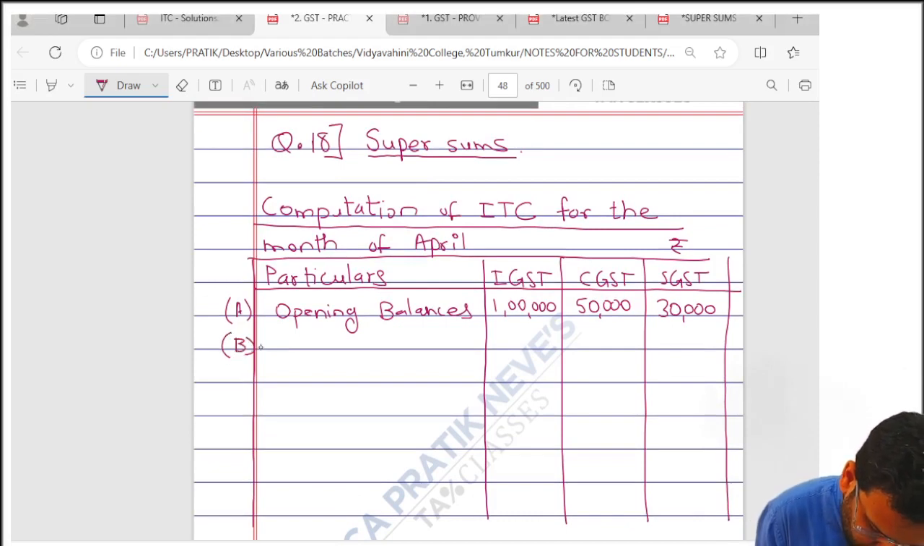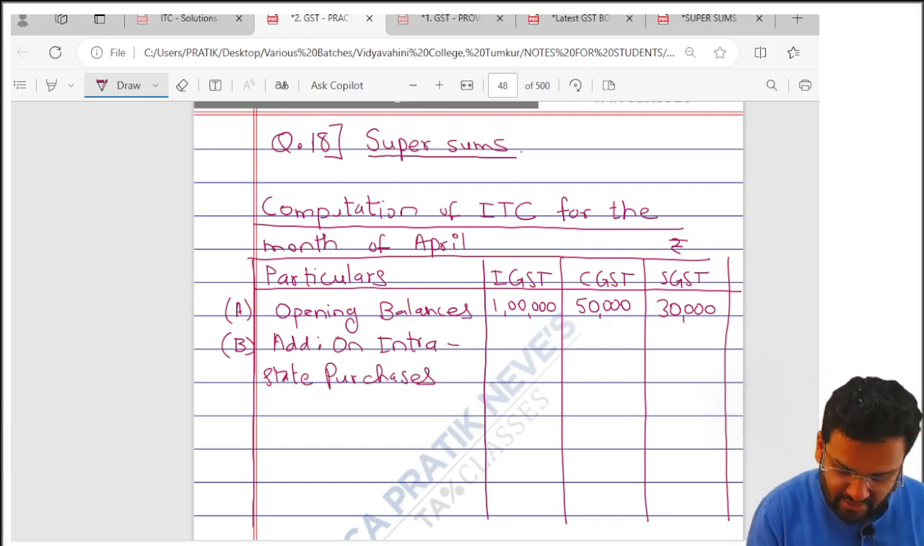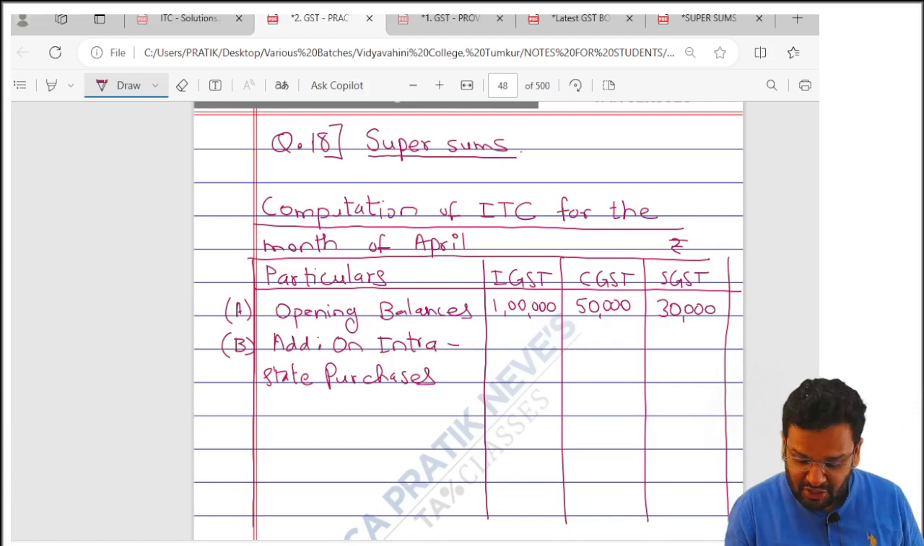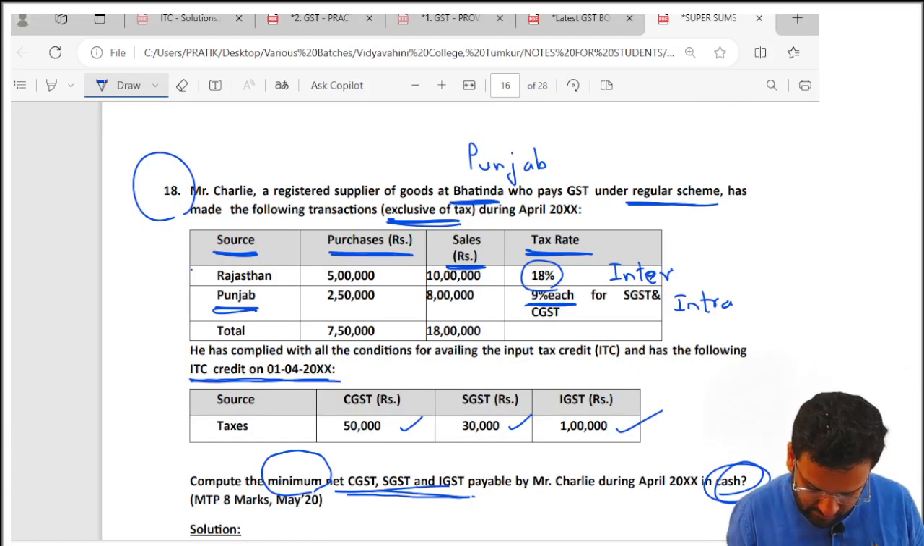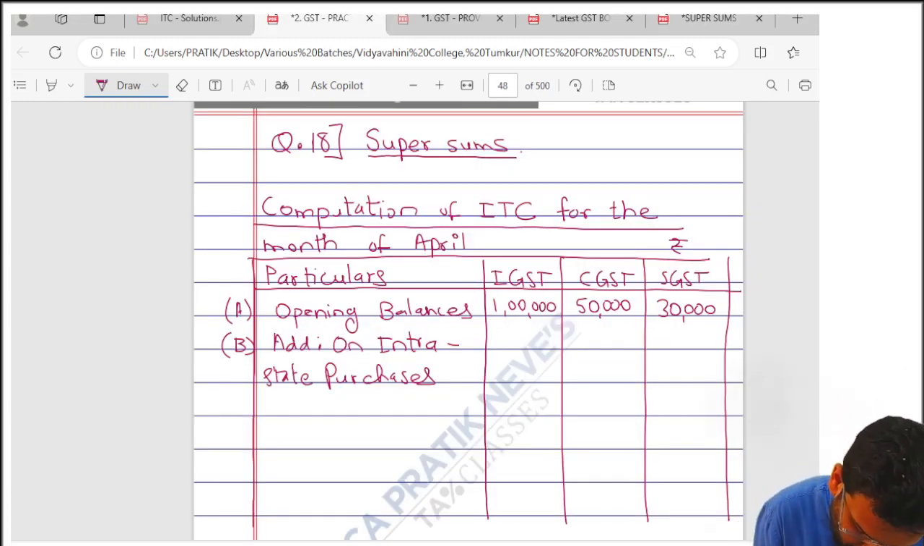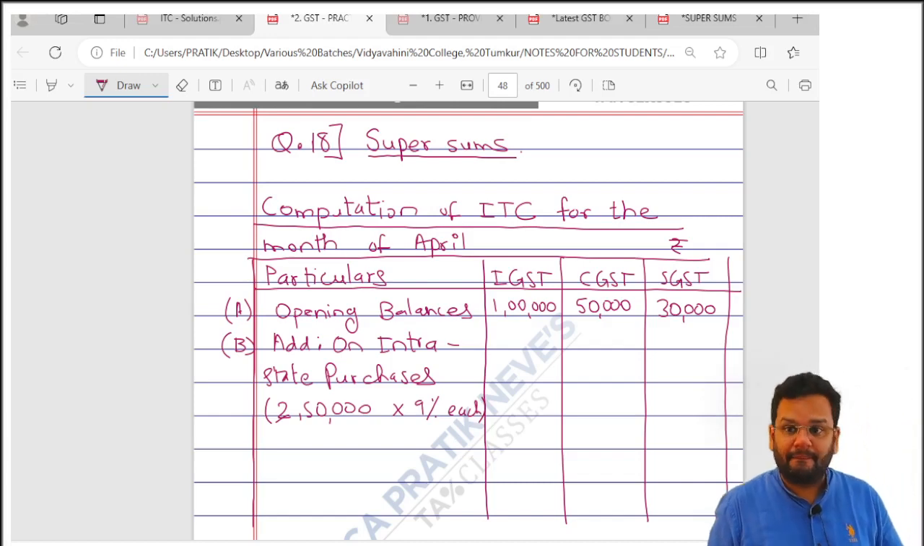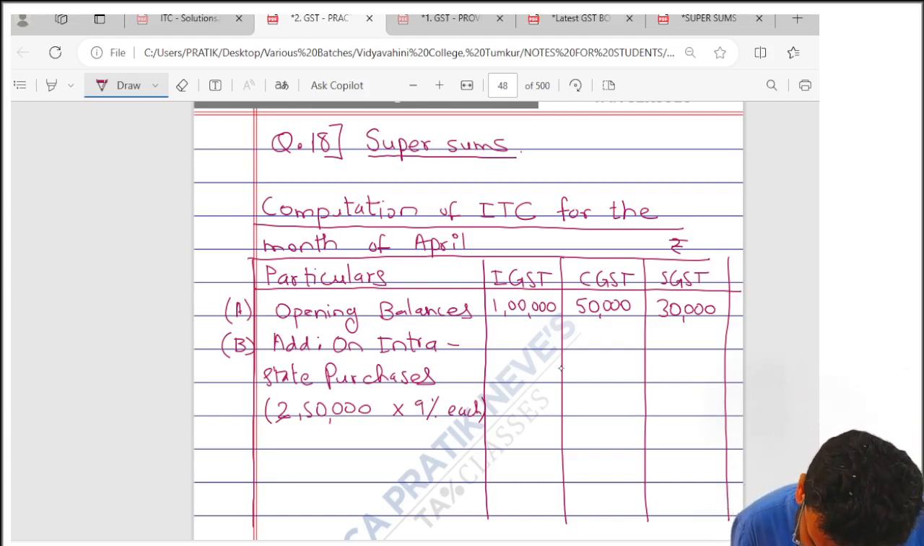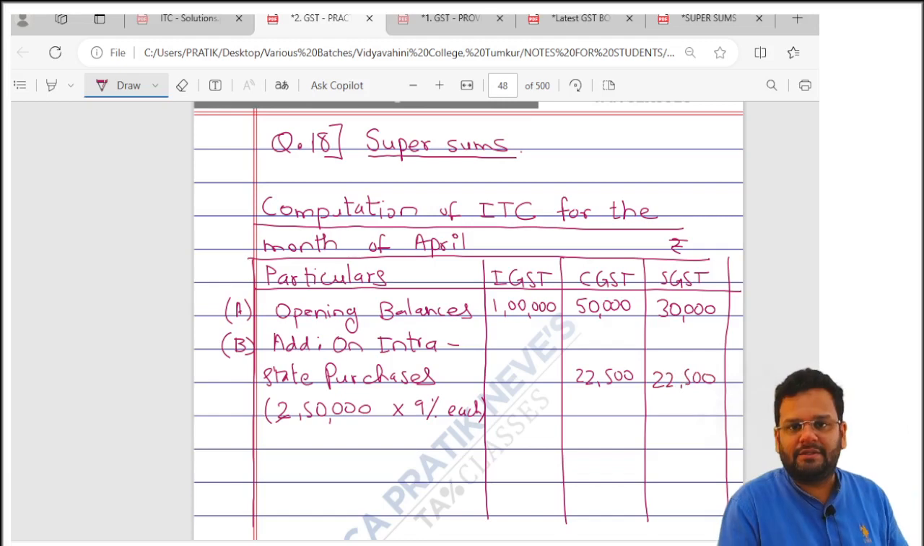B point, add on intrastate purchases. What are the intrastate purchases? Yes, friends. What are the purchases within Punjab? Yes, 2,50,000. So can I do 2,50,000 into 9% each, please calculate: 22,500 of CGST, 22,500 of SGST.